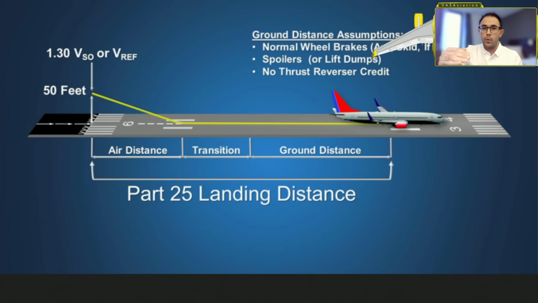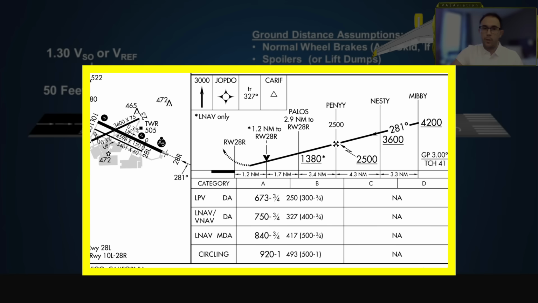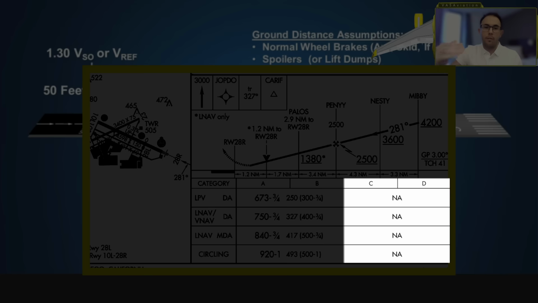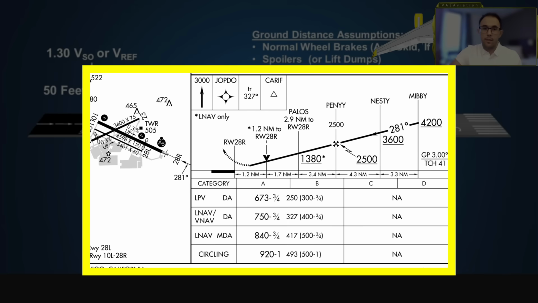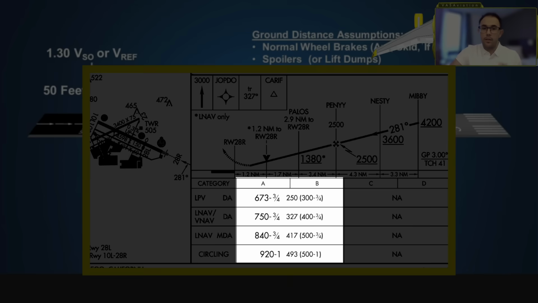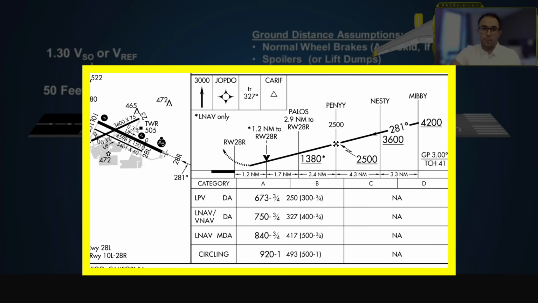Because the approach, if we look at the approach plate for the RNAV 28 right at Montgomery, San Diego, we can see the approach is not authorized for category C and D airplanes. The thing is that the Cessna Citation 550 is a category B. So yes, he was indeed authorized to do this approach.